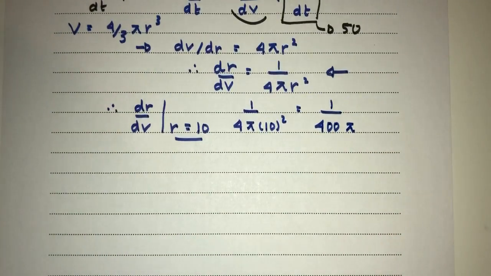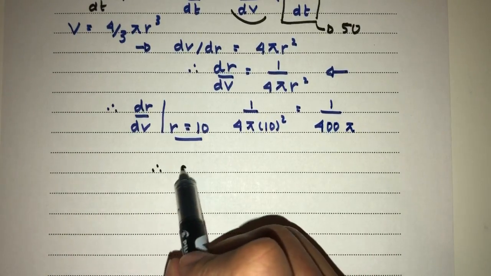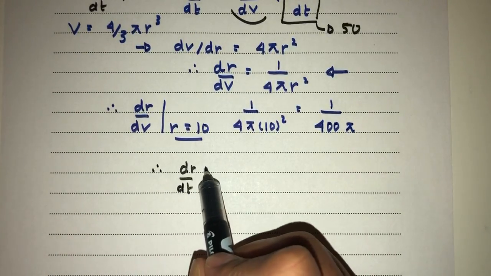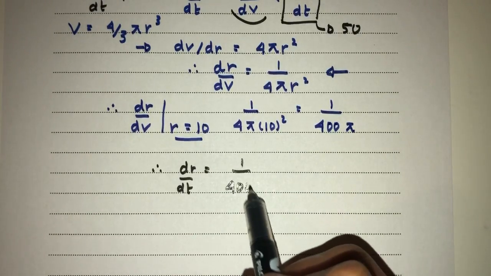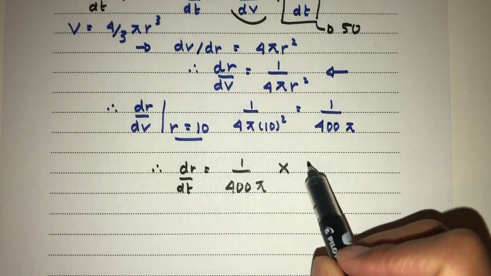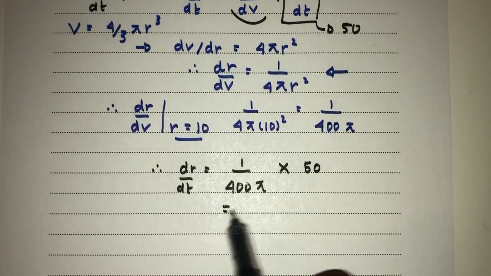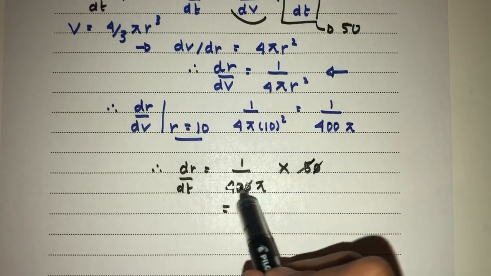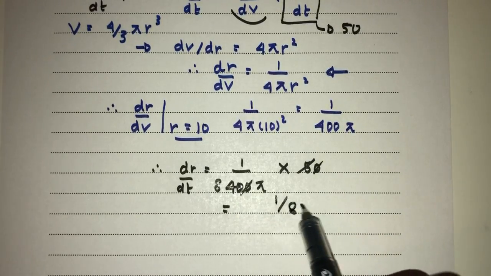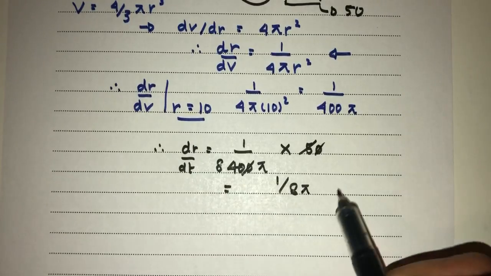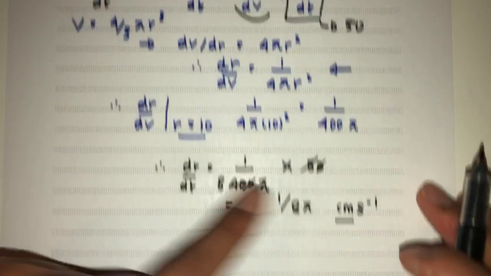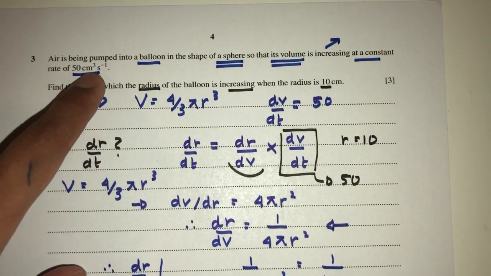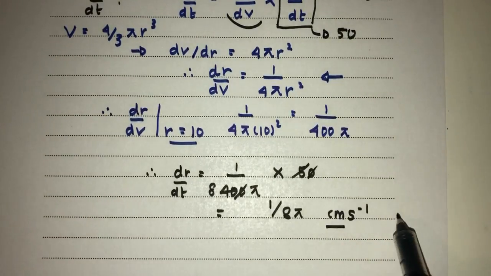Now the final step is just to replace the values in the main equation, which is dr by dt equal to dr by dv, which is 1 over 400 pi, times dv by dt, which is 50. So simplify. That will be 1 over 8 pi, and the units will be centimeter per second. How do we know it's centimeter? Because the volume is centimeter cube and the radius per second. So per second that will be dr by dt. That is your question number 3.